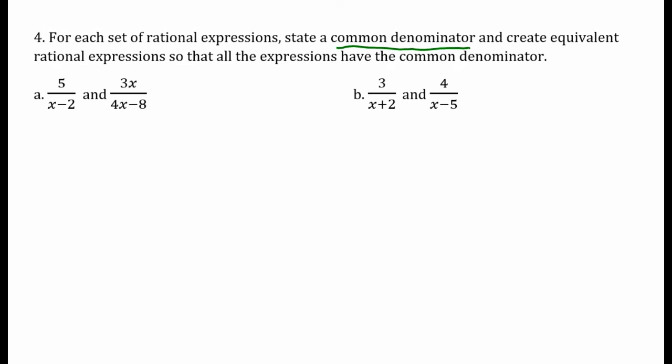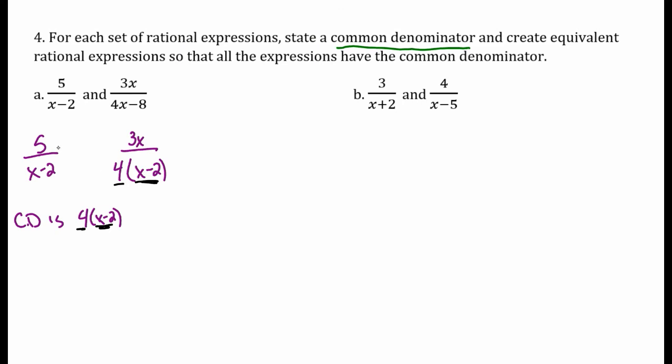So let's look at the first one. I've got 5 over x minus 2 and 3x over 4x minus 8. Well, I might say, wait a minute there. That 4x minus 8 is really 4 times x minus 2. So, what's my common denominator? My common denominator is 4 times x minus 2. Everyone needs a 4, and they need an x minus 2. So this guy is set. It's got the 4 and the x minus 2.